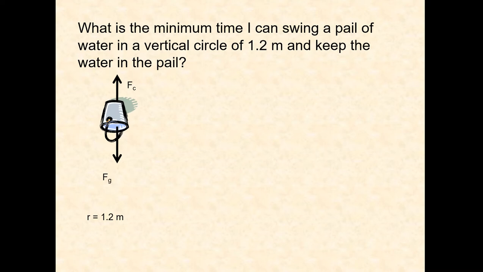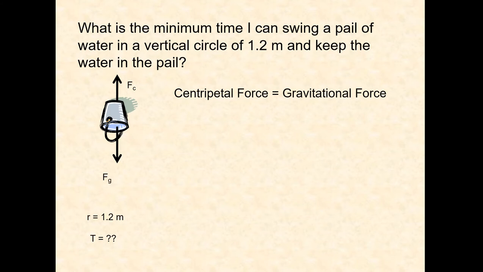We are given that the radius is 1.2 meters, and we are looking for T, because we want the minimum time, so we want the period. We know for the water to not fall out, centripetal force must be equal to the gravitational force, so Fc must be equal to Fg. Since we're looking for period, we pull in the equation m4π²r/T², and that's going to be equal to gravity, which is mass times the acceleration of gravity, mg.